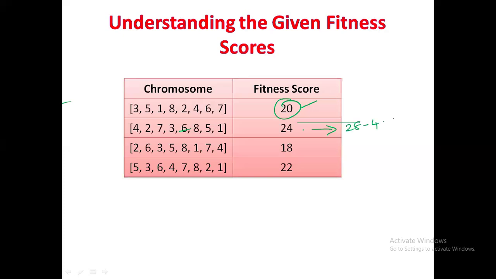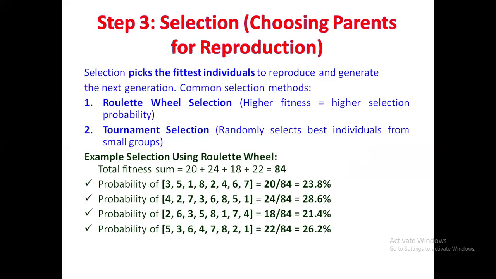28 minus 4 is equal to 24, and here 10, so possible combinations, we are getting 22 in this case. So the next step is the selection. The first step is the fitness function, we are finding out the chromosomes. Next is selection, that is choosing the parent for reproduction. Once the fitness scores are calculated, the algorithm selects the fittest chromosomes for reproduction.